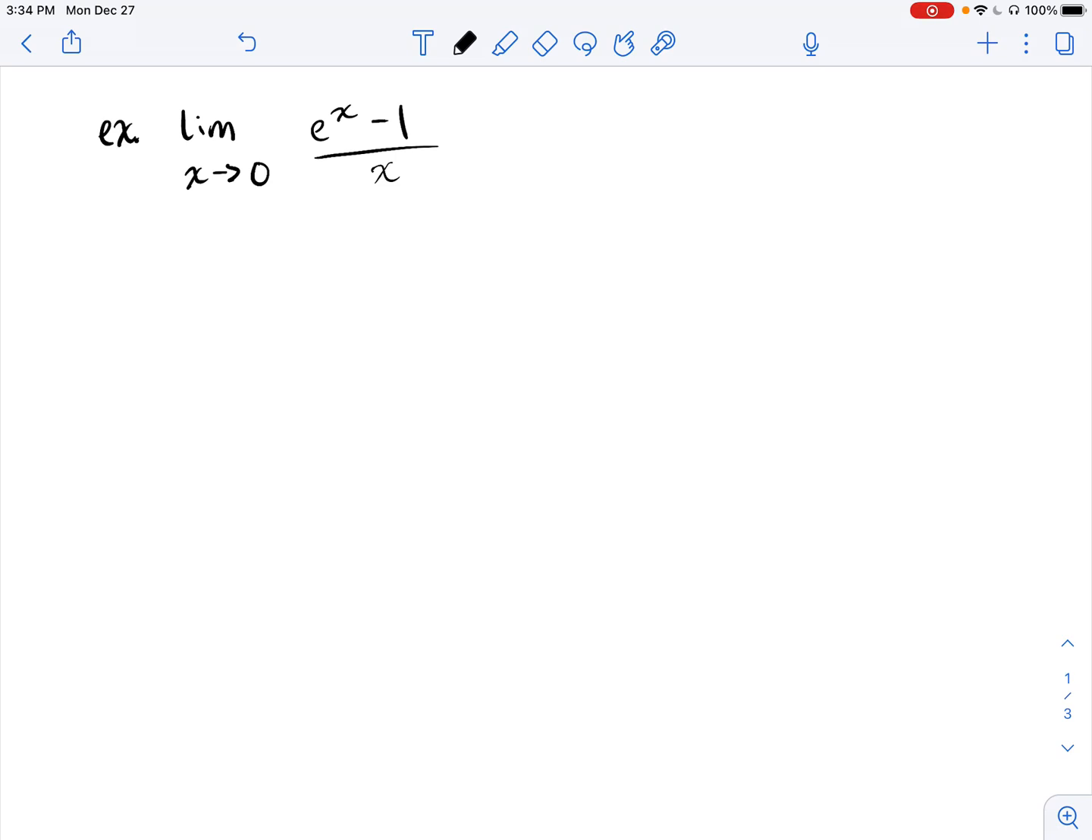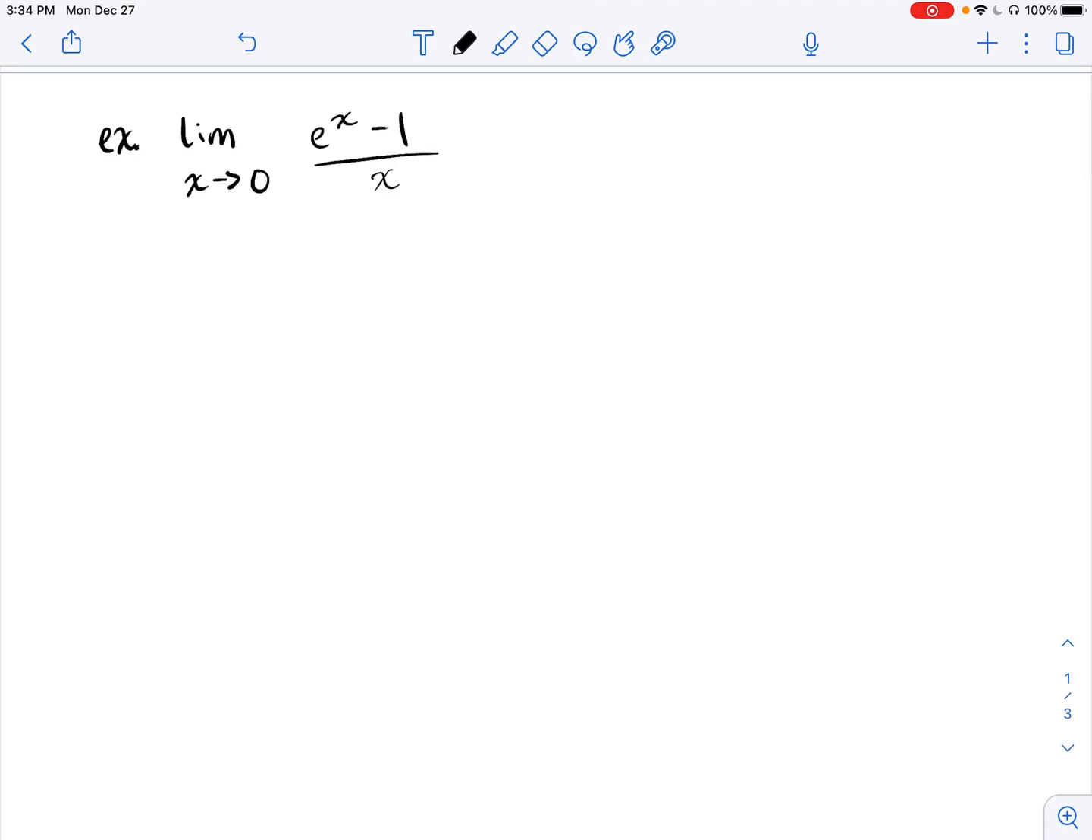If I were to find the limit of e to the x minus 1 as x approaches 0, we would see that e to the 0 minus 1 gives us 1 minus 1, which is 0. Well, that by itself is not a problem. But if we look at the limit as x approaches 0 in the denominator, we have 0 there. So all of this over 0, and we have 0 over 0.